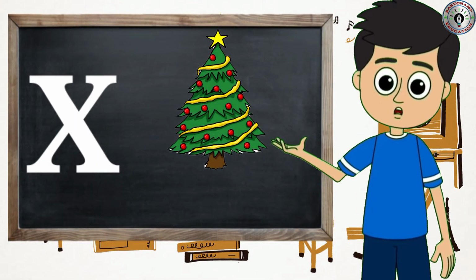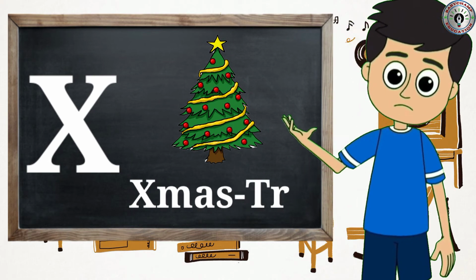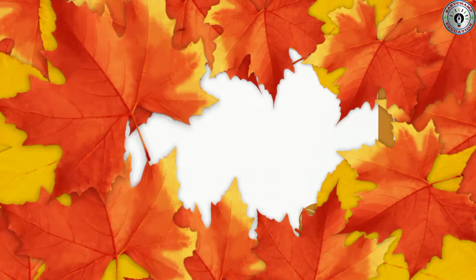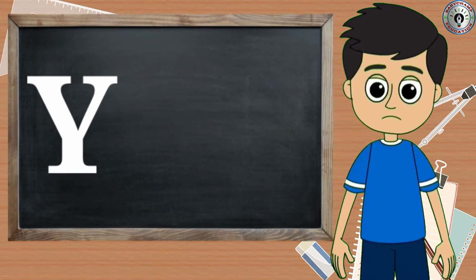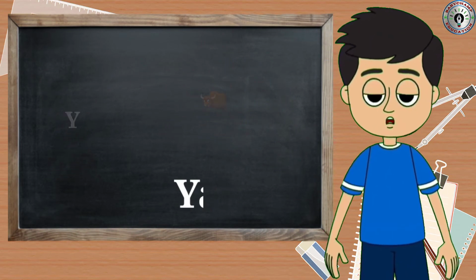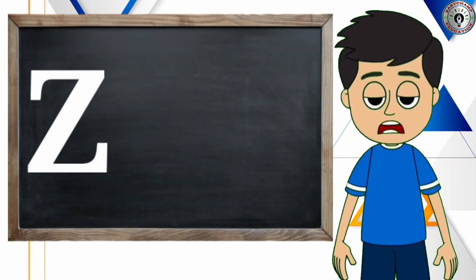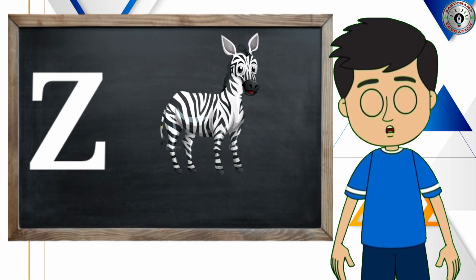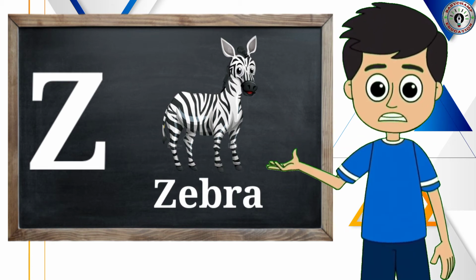X, X for Xmas tree. X M A S T R E E, Xmas tree. Y, Y for yak. Y A K, yak. Z, Z for zebra. Z E B R A, zebra.